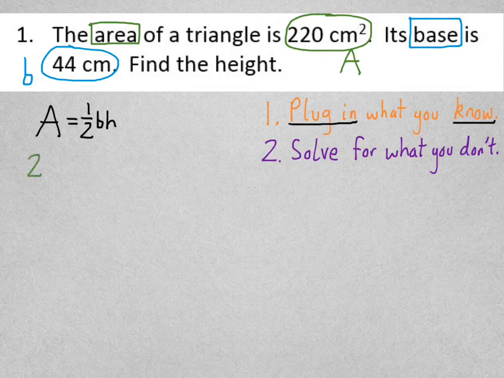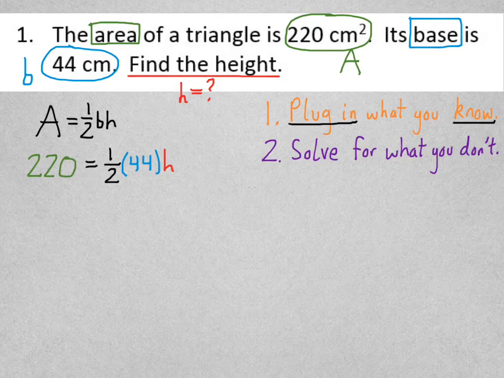So let's plug it in. 220 goes for A. 1/2, 44 goes for B. And then we still have H, which is what we're trying to find. The question asks us to find the height.